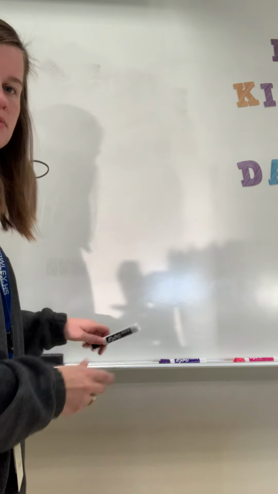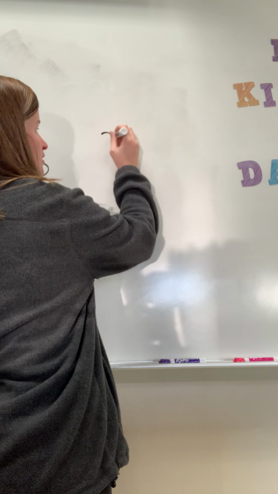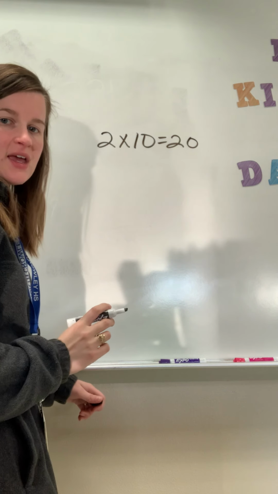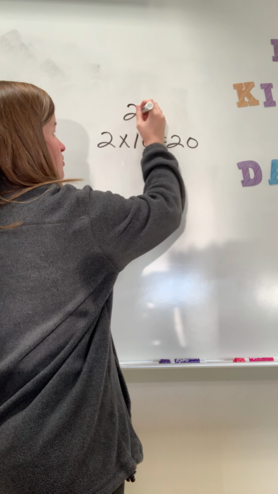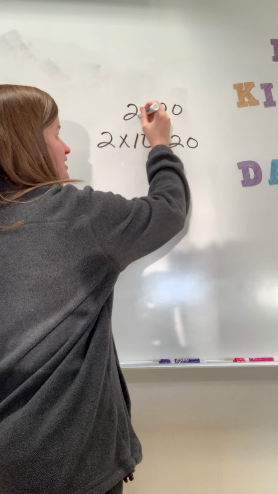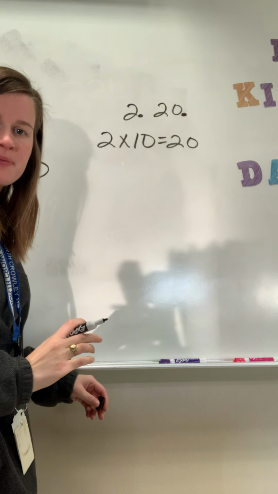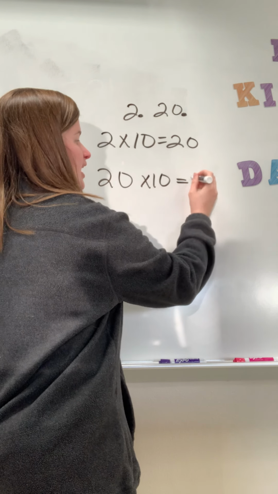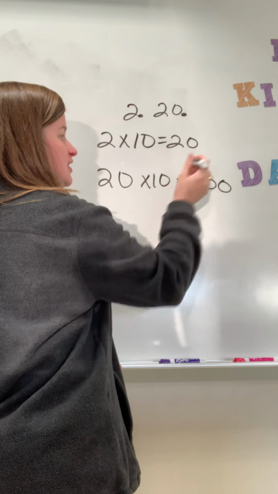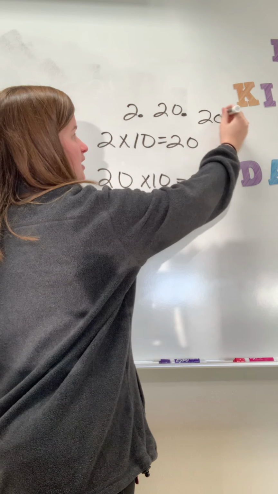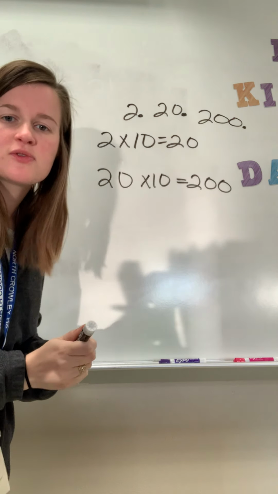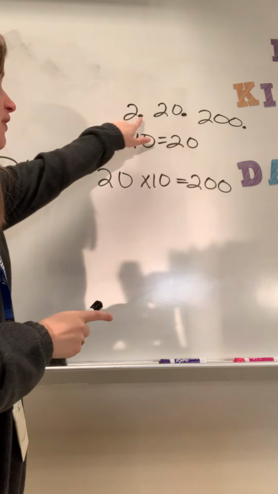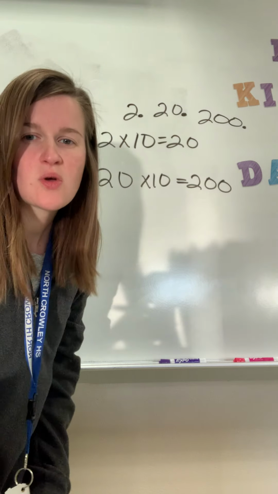So if I have 2 and I multiply it by 10, I'm gonna get 20. Okay, and the difference between 2 and 20 is just where that decimal place is at. It's just 1 over. And if I had 20 and I multiplied it by 10, I get 200. And the difference between 200 and 20 is just, again, that decimal place moves one place over. So every time we multiply by 10, we're moving that decimal one place over. So hopefully you can see that.